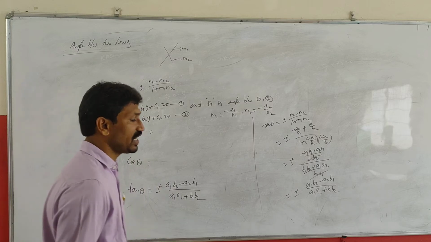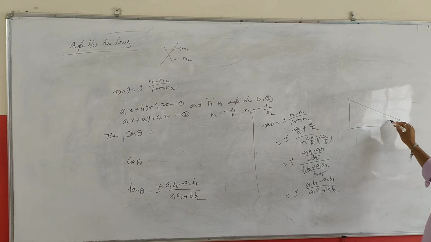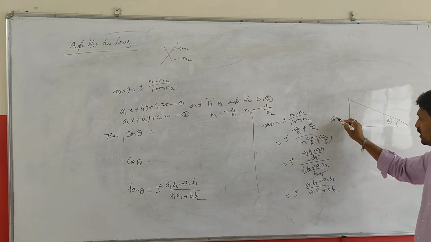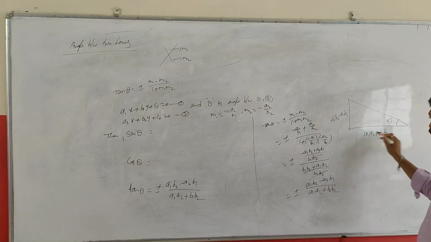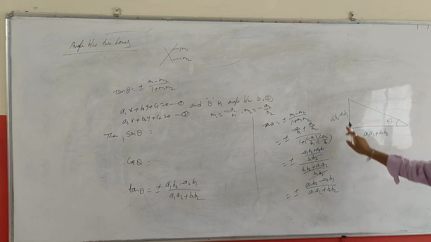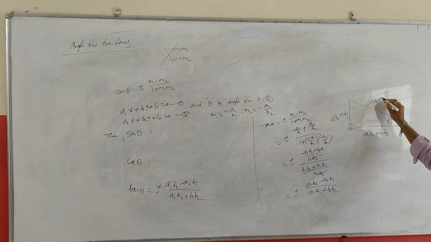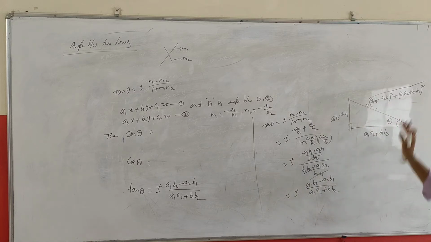If you want to find sin theta and cos theta, take the formula here. Tan means opposite side by adjacent side: opposite is a1b2 − a2b1, adjacent is a1a2 + b1b2. Then the hypotenuse is the root of this one square plus this one square, that is √[(a1b2 − a2b1)² + (a1a2 + b1b2)²]. If you simplify it, what do you get?